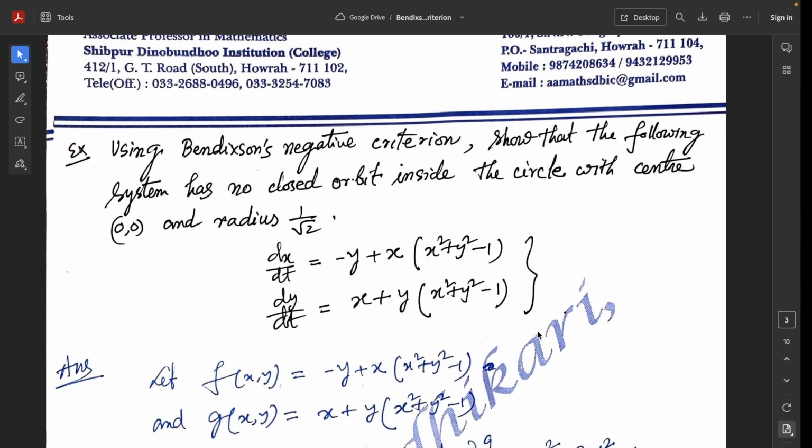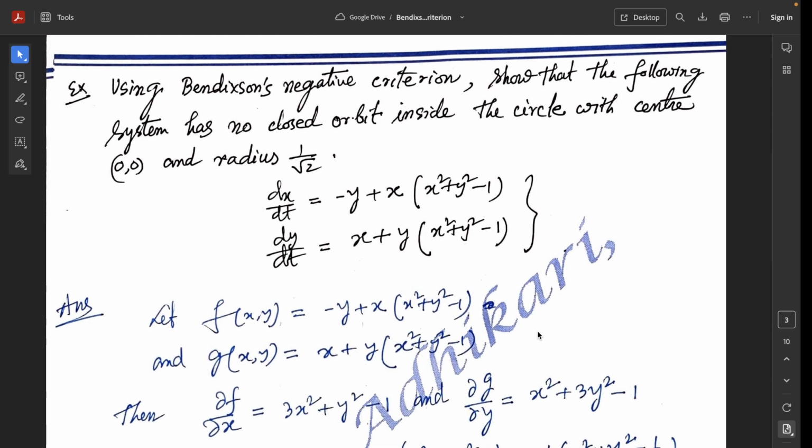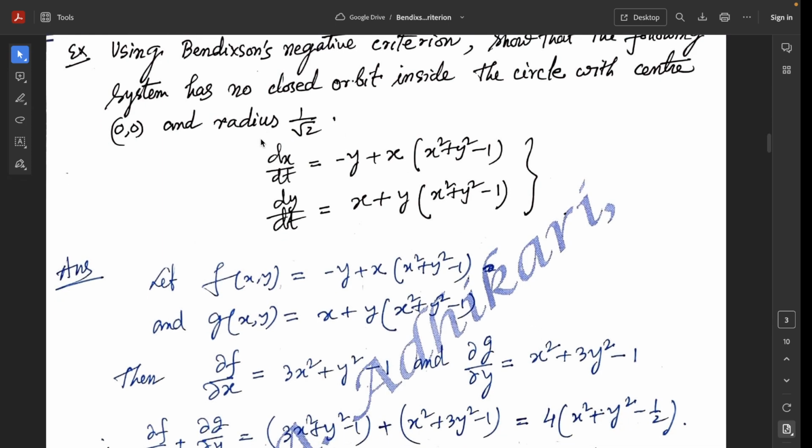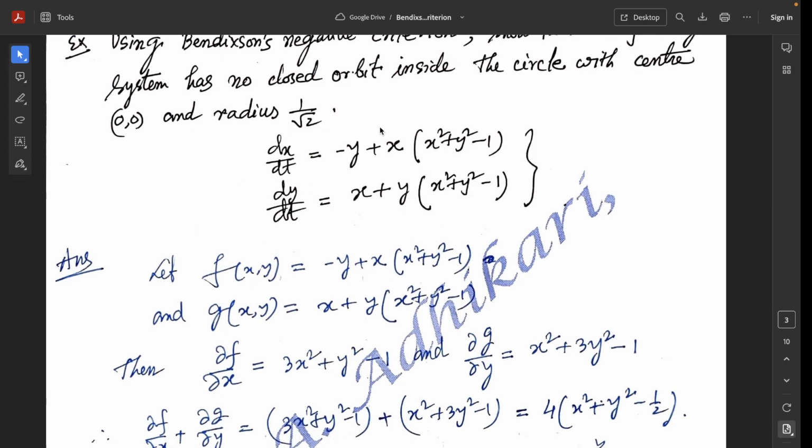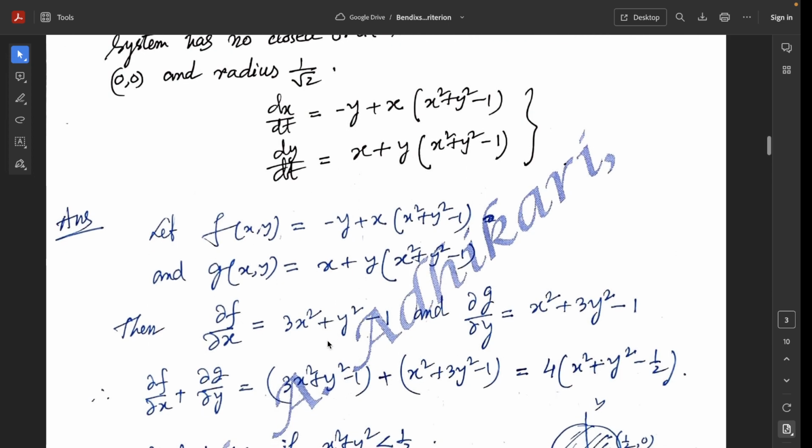Next example, using Bendixson's negative criterion, show that the following system has no closed orbit inside the circle with center (0, 0) and radius 1 by root 2. The system is given as dx dt equals this and dy dt equals this. Let f(x, y) equal minus y plus x into this, and g(x, y) equal x plus y into this. Then del f del x equals this and del g del y equals this.